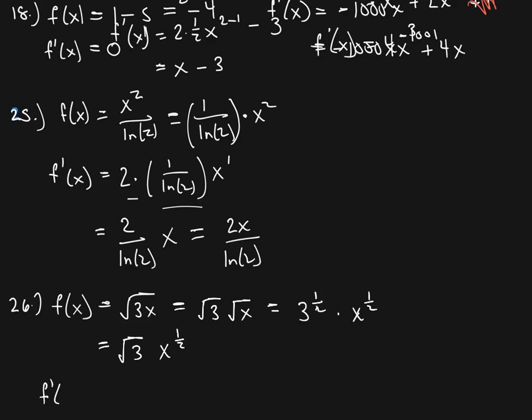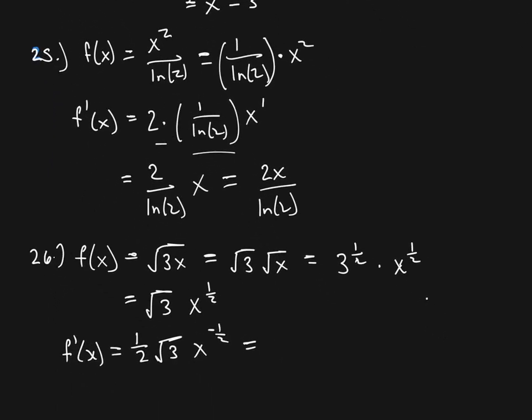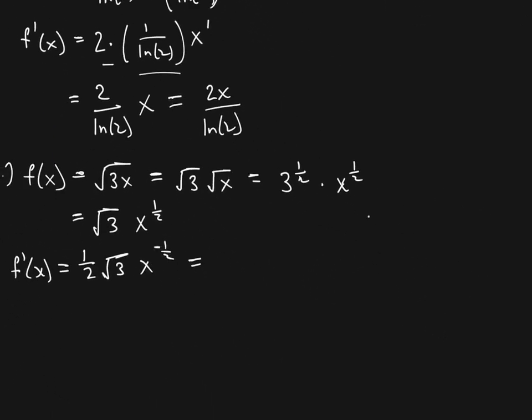So f prime of x, we can take the derivative here. It's just going to be 1/2 times the square root of 3 times x to the 1/2 minus 1, which will be the negative 1/2. Now you could stop here, but that would be a little on the ugly side to leave it like this. So what you could do, the way that I wound up writing this, was that this is equal to the square root of 3. Whoa, what happened there? Okay, so the square root of 3.